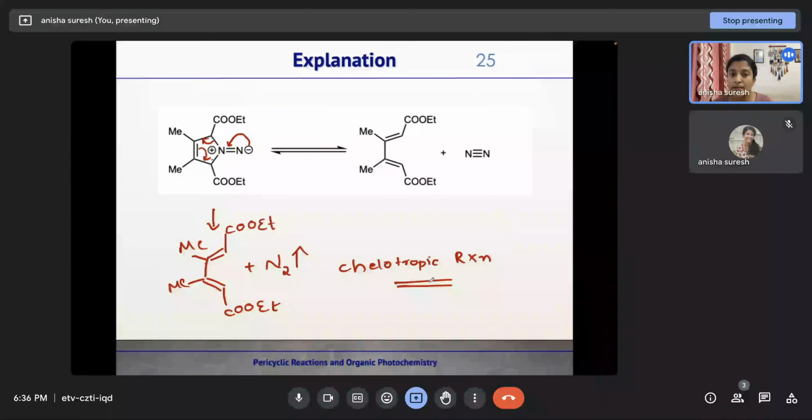Are there any doubts? Today we discussed some problems on sigmatropic rearrangement and some questions on chelotropic reactions. Next week we will discuss problems on the ene reaction, and we will start organic photochemistry.